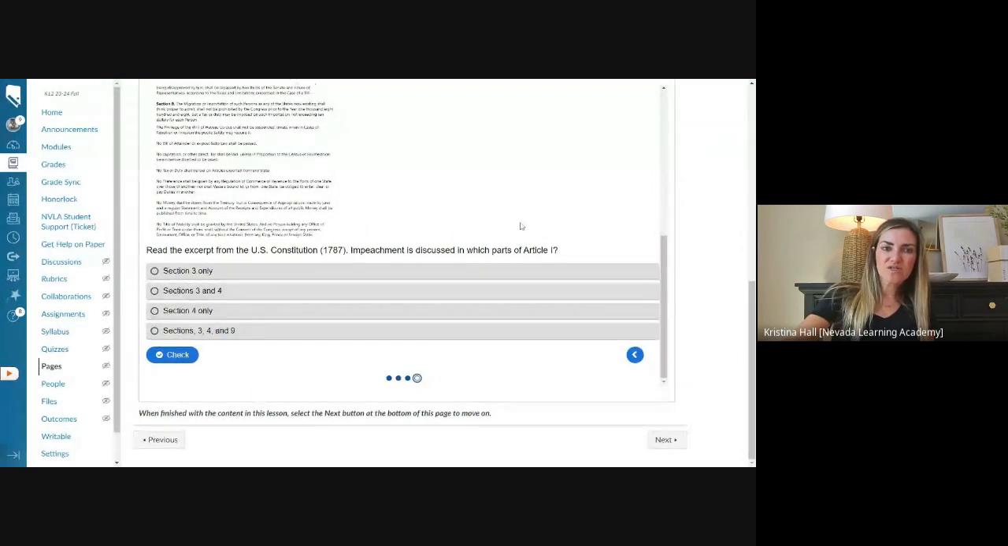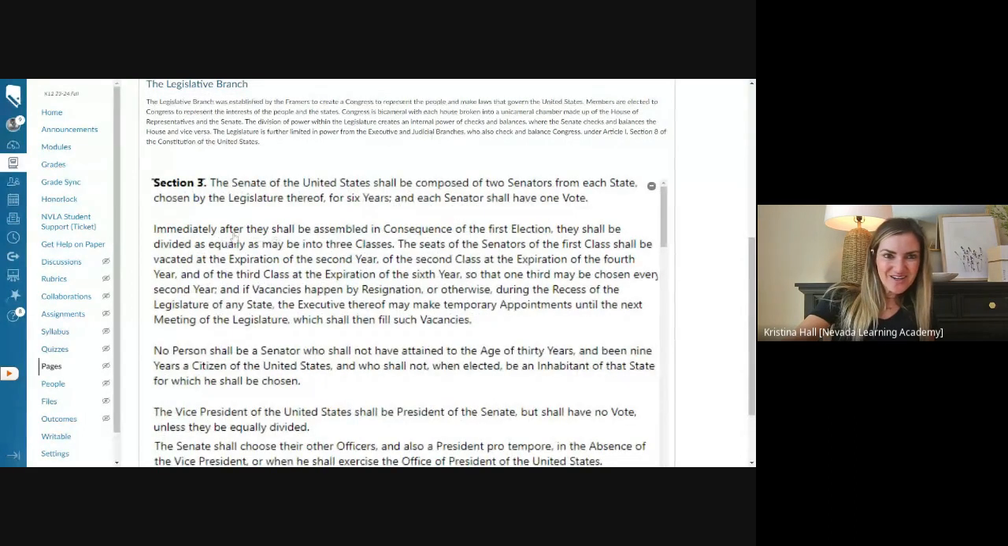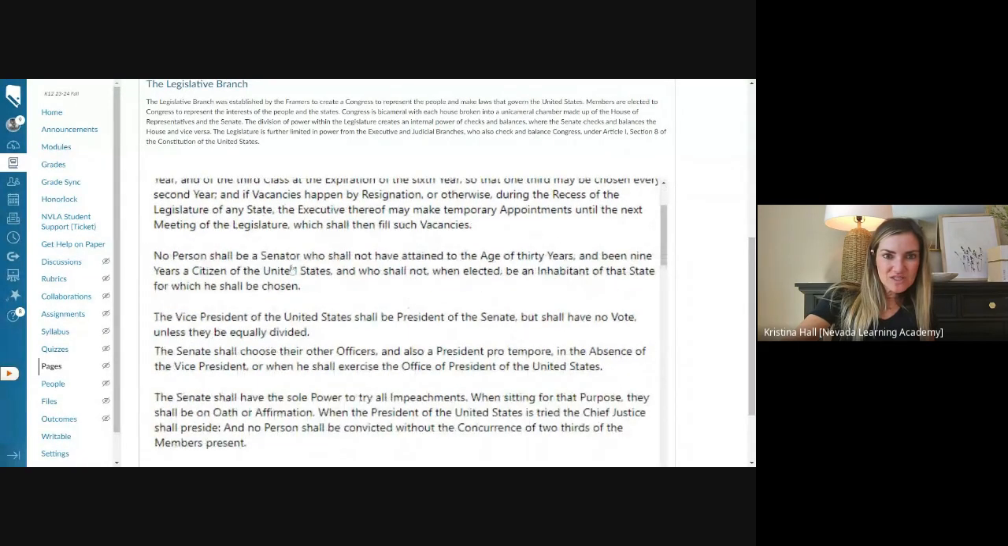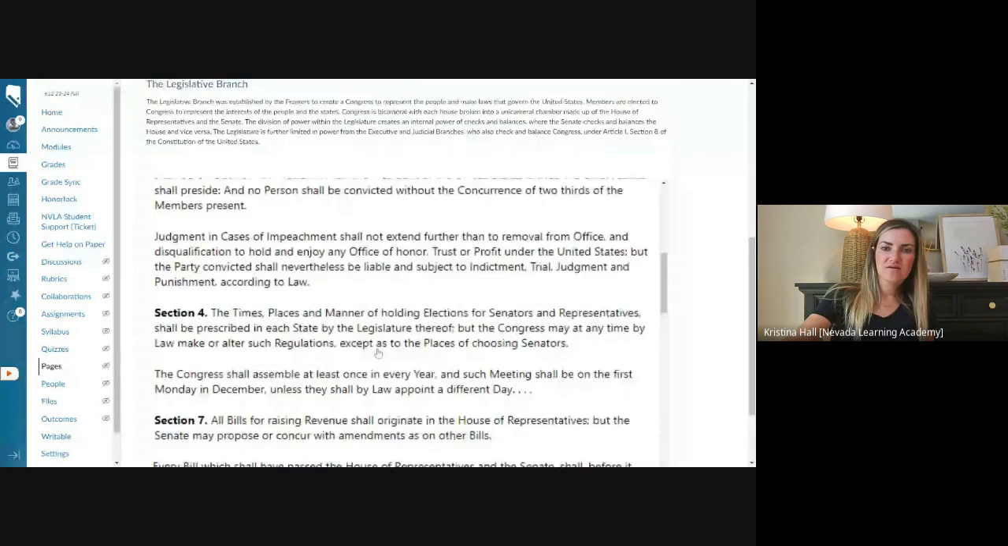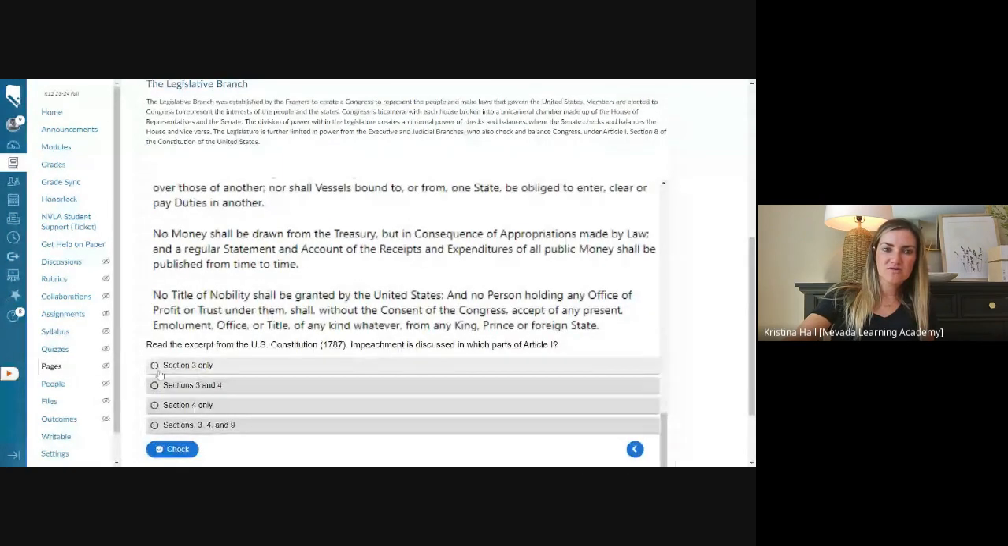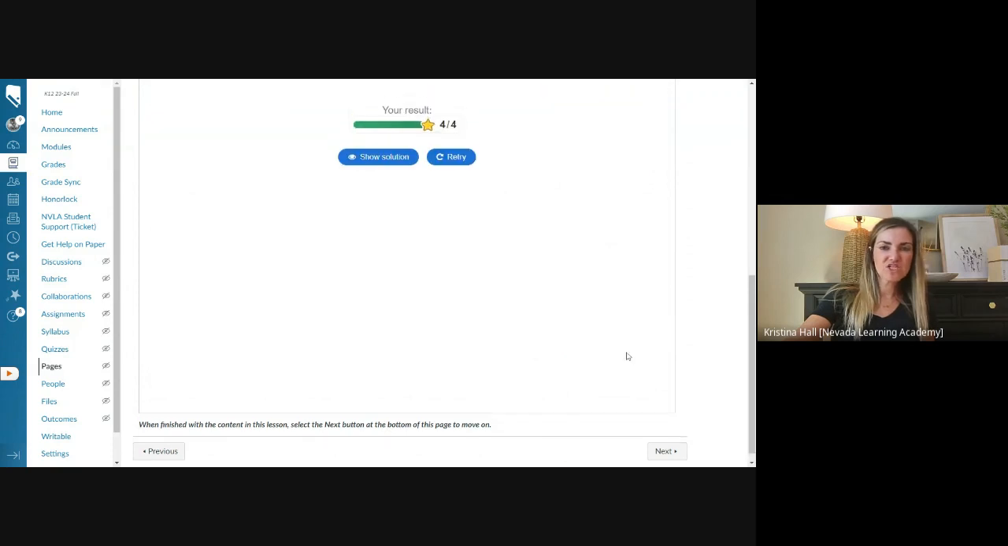Impeachment is discussed in which part? All right, I better double check this first. The Senate shall have the sole power... restriction, no person shall be a senator... the Vice President... when the President... and no person... impeachment. Okay, so it's going to be in Section 3. Article 1, Section 3 of the Constitution. Okay, so we're going to finish.